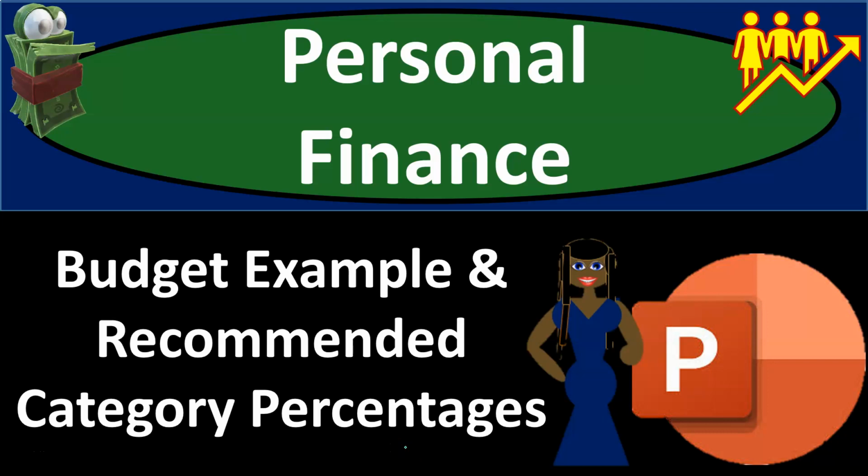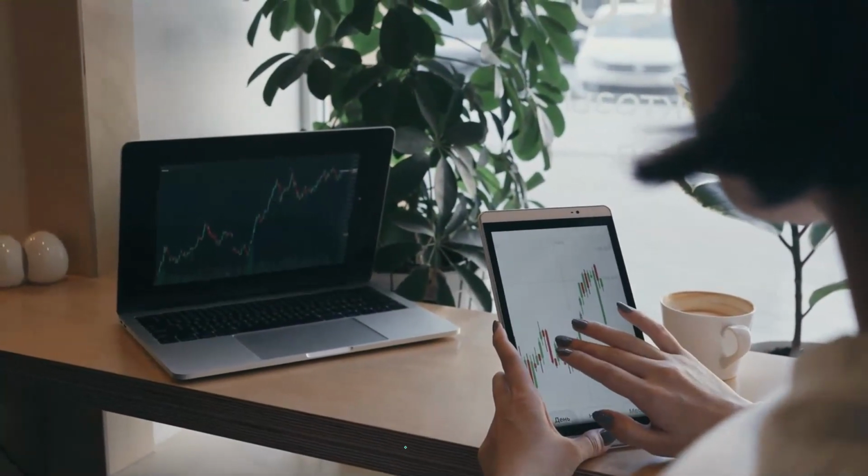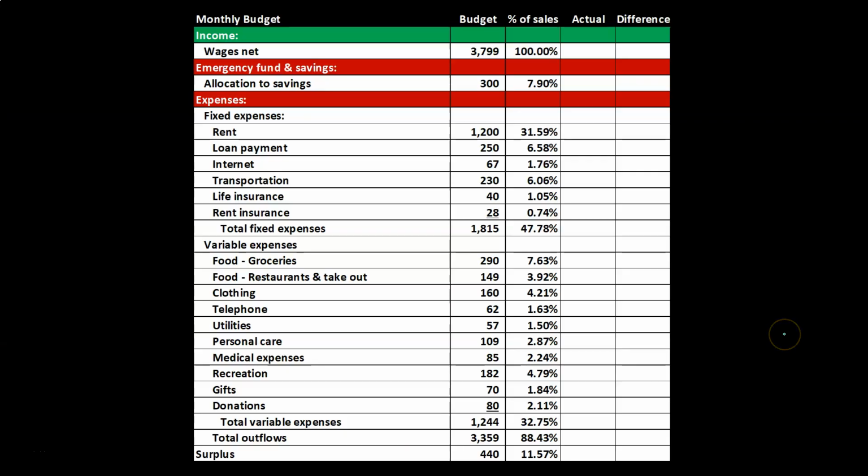Prepare to get financially fit by practicing personal finance. Here is our example budget.